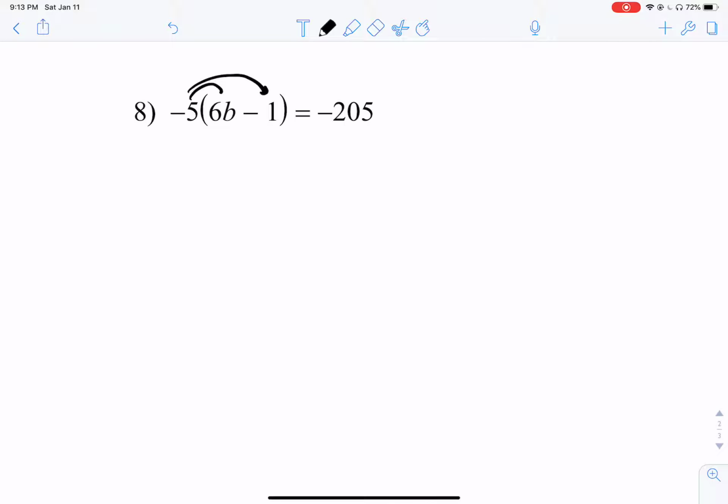Now our next example, number 8, another example where we have to distribute first. So we multiply 5 with 6, and that's going to equal negative 30b, plus 5 is equal to negative 205. Now, let me start over. The reason that's equal to negative 30b is that a positive times a negative times a positive is negative.